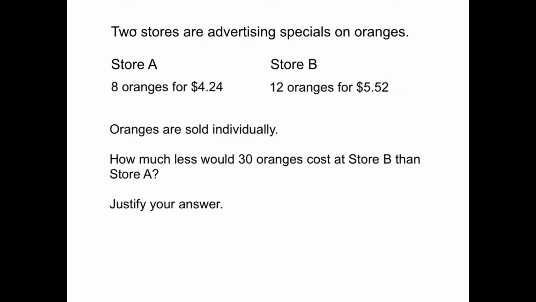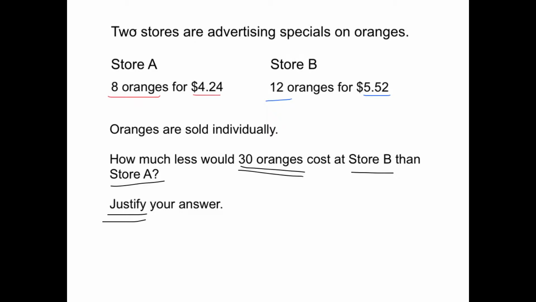In this question, we're looking at two stores that are advertising specials on oranges. Store A charges $4.24 for 8 oranges, and Store B charges $5.52 for 12 oranges. However, oranges are sold individually. We need to figure out how much less 30 oranges would cost at Store B than Store A, and we're going to justify our answer by showing all of our steps.